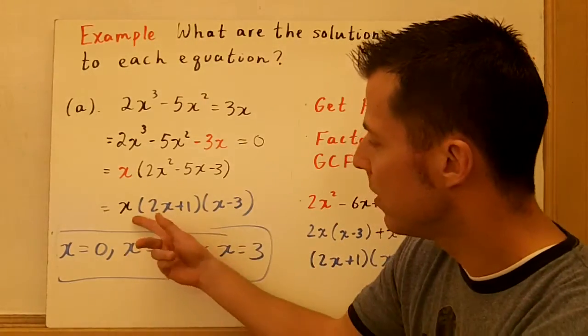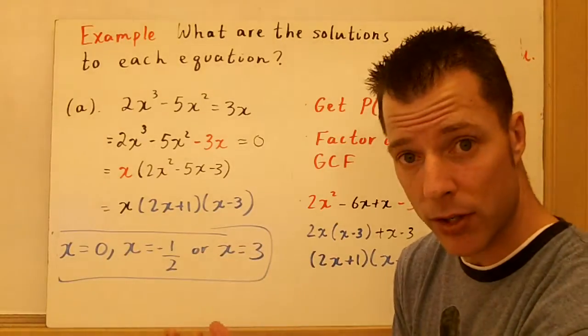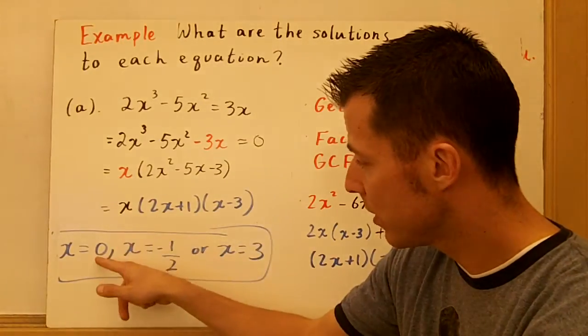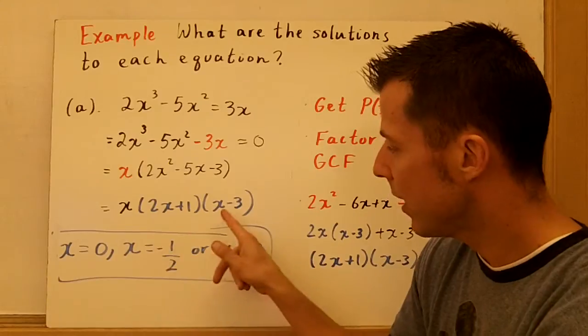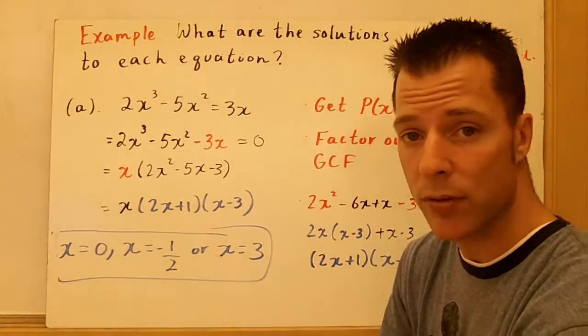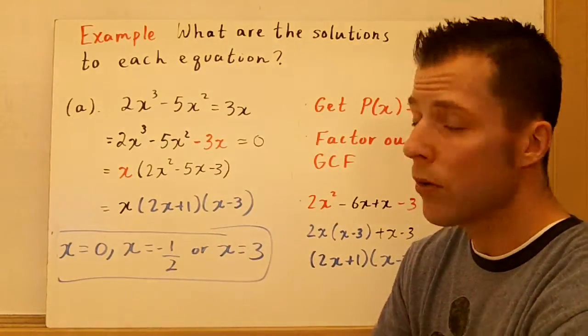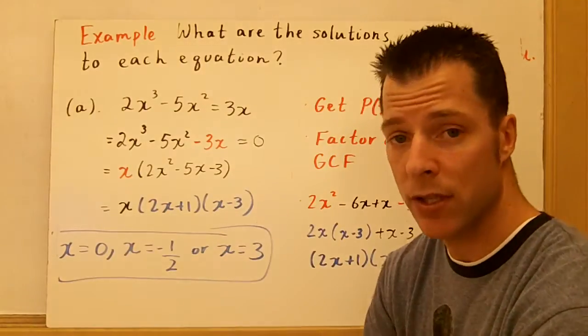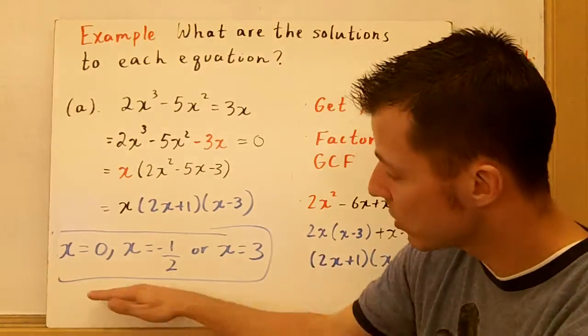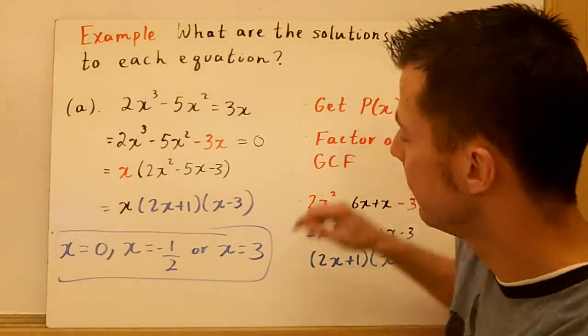Okay? So now you apply the second bullet, the zero product property. So x equals 0, x equals negative 1/2, or x equals 3. Those are my zeros of that function, or the solutions, the x-intercepts. Remember, we have a lot of ways to call that, but these are the solutions for x.